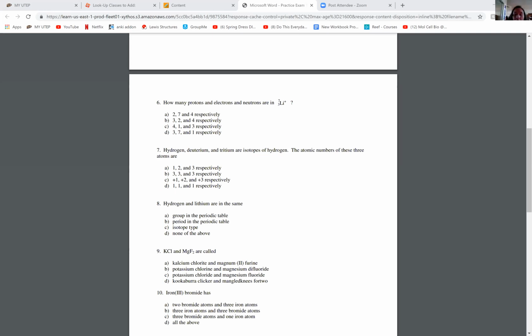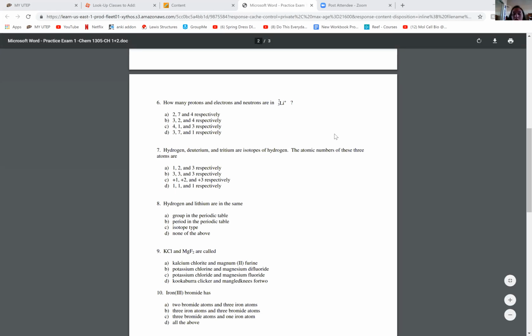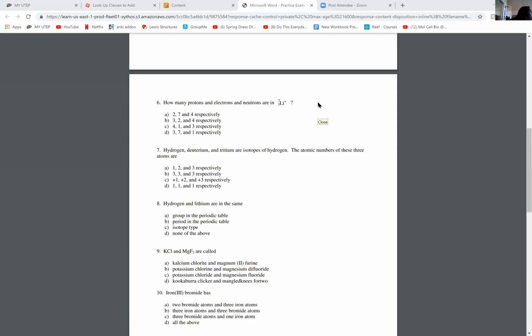So now number 8, hydrogen and lithium are in the same what? Do you guys know what the groups and the periods are in our periodic table? Helium's right under hydrogen, so they're in the same group. Yes, exactly. So our groups are going to be the vertical columns on your periodic table, and your periods are going to be your horizontal rows. Does that make sense? Yeah.